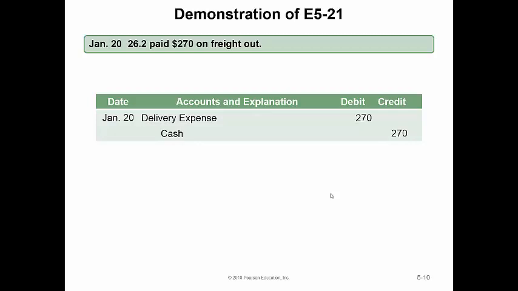But this is freight out. We're the seller and we're paying for freight to leave our warehouse and go to the buyer's destination. So this is a delivery expense. It's a normal everyday expense of us doing business. It's a shipping cost. So we're going to debit delivery expense for $270 and we're going to credit cash for $270.